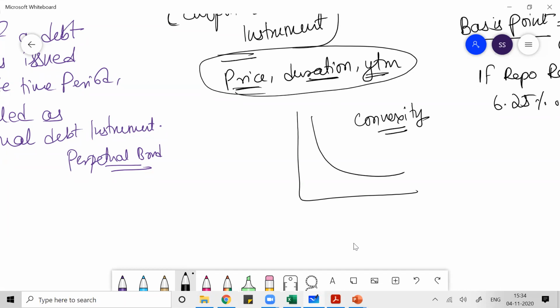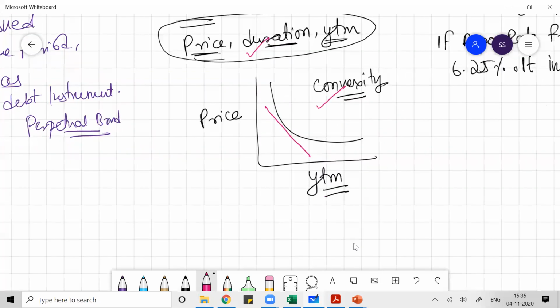If you find the relation between the price of the debt instrument and the YTM, as per the formula, the relationship should be an inverse relationship. But instead of being a purely inverse relationship, the actual relationship is a convex relationship. I have already discussed the formulas of duration, convexity, and all, so you know these terms.